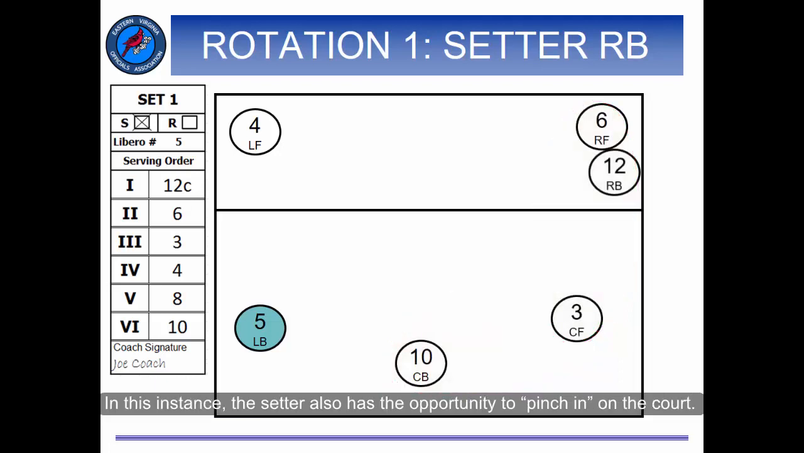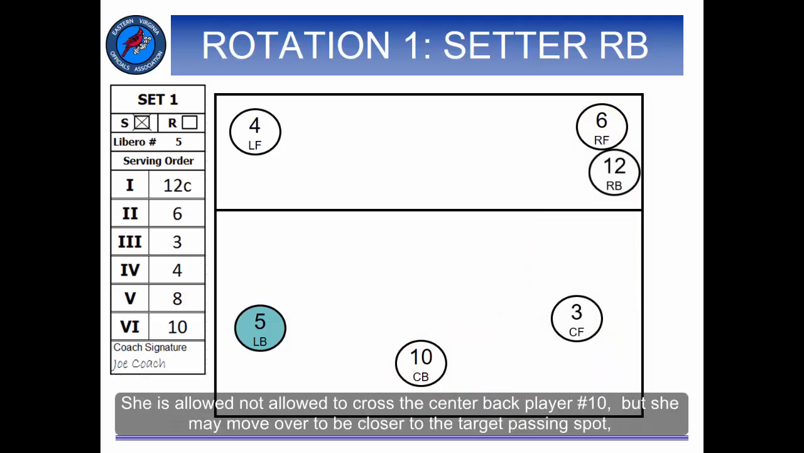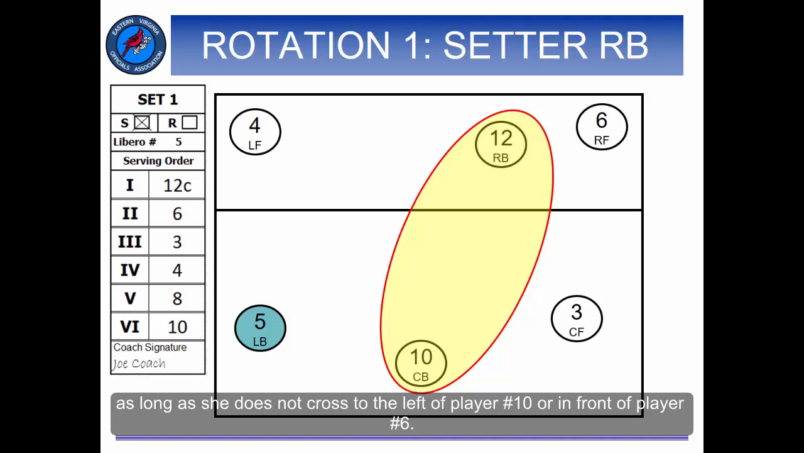In this instance, the setter also has the opportunity to pinch in on the court. She is not allowed to cross the center back player number 10, but she may move over to be closer to the target's passing spot, as long as she does not cross the player to her left, number 10, or in front of player number 6.